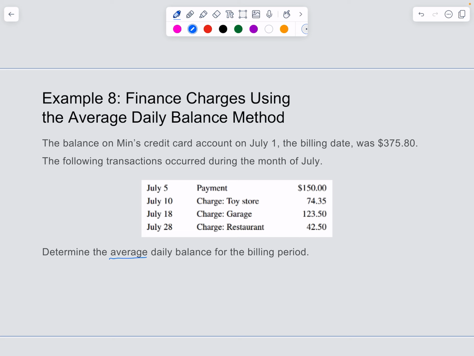The one I'm going to start with, I'm going to add July 1 up here. That's when we started. It says the balance on July 1 was $375. So I'm going to put $375 right here. That's what we're starting with. Not $375.80. I almost gave her a credit she didn't even earn. Okay, then after that, the very first thing that happens in July is she made a payment. So we're going to take our $375.80 and subtract that $150, okay?